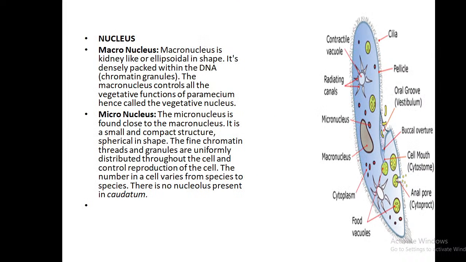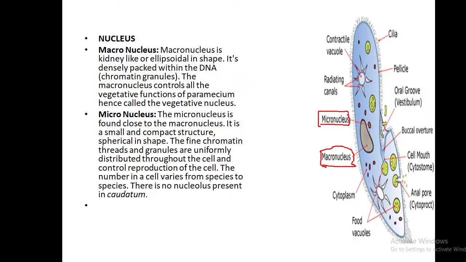Now, the next important thing about Paramecium is actually a unique feature of Paramecium. That is why I said it's important. This special feature of Paramecium is the nucleus. There are two nuclei. We normally say that a cell has only one nucleus, but here Paramecium has two nuclei, one large nucleus and one small nucleus. The large nucleus is called the macronucleus, and the small nucleus is called the micronucleus.